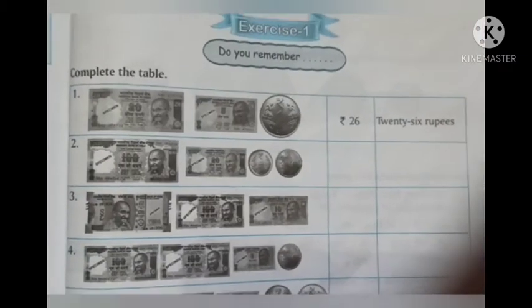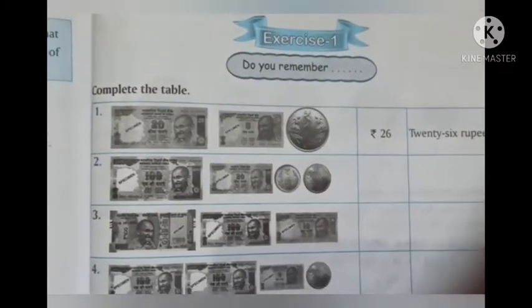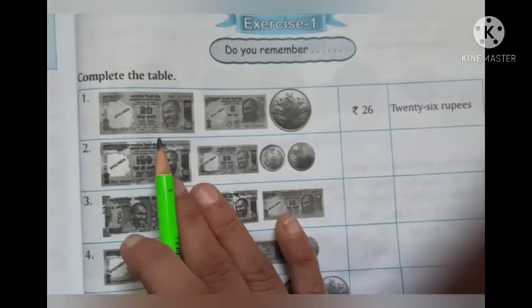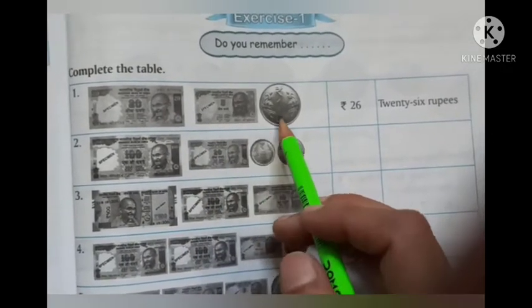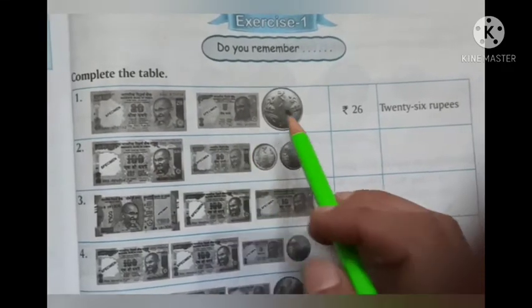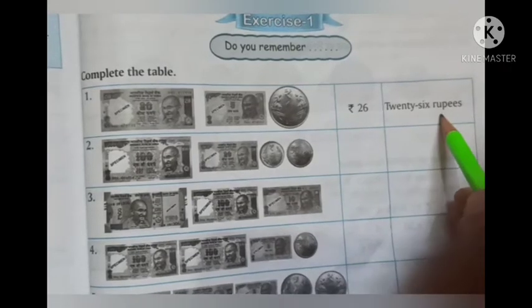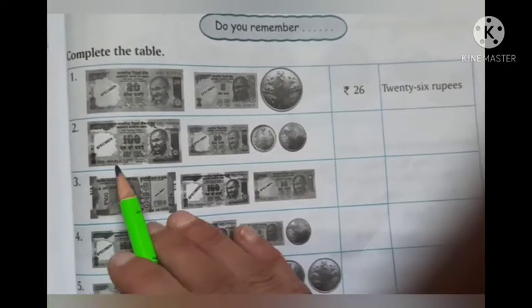Students, this is exercise number 1 from your textbook, page number 117. We have seen the importance of money. So on the basis of the knowledge that you had gained last year, let us solve this exercise. Here you can see the first one is done for you. Here we have a 20 rupees note, then a 5 rupees note and a coin of 1 rupee. So all together it is 26 rupees. You have to also write it in words. Similarly, we will see the second one.